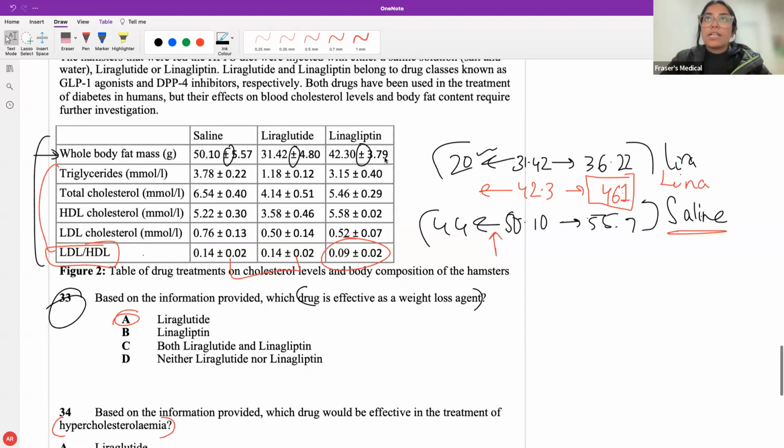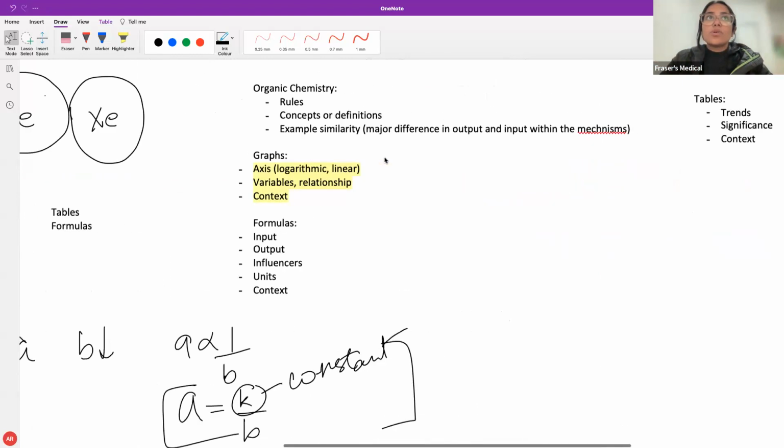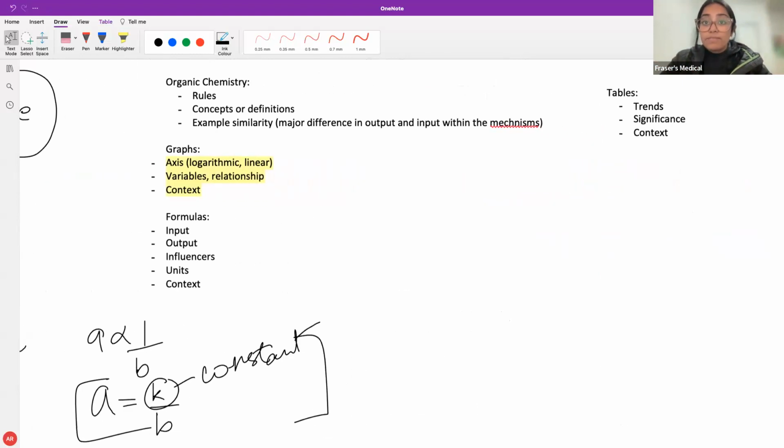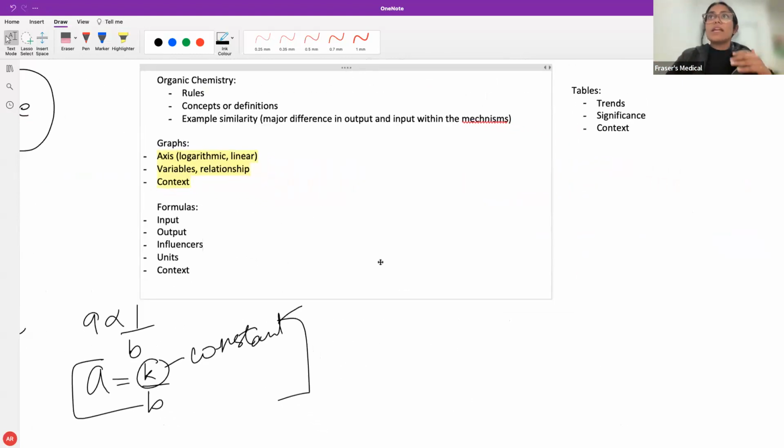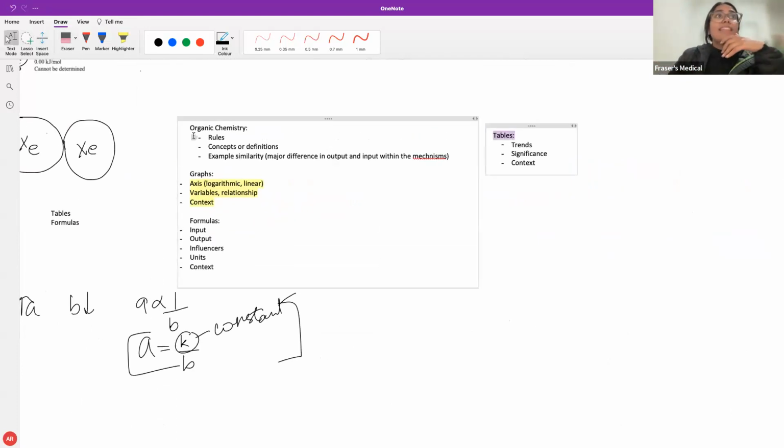That's sort of the major things to look out for within tables. And these are your micro strategies to have at the back of your mind as well. When you're looking at organic chemistry, these are the things to look out for: graphs, formulas, tables. These are the things to look out for.